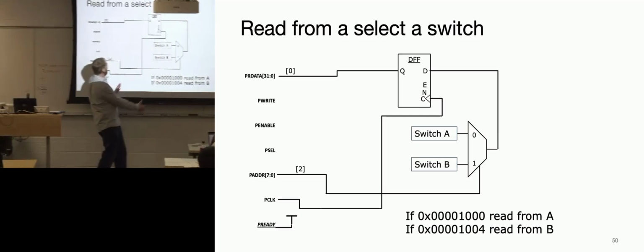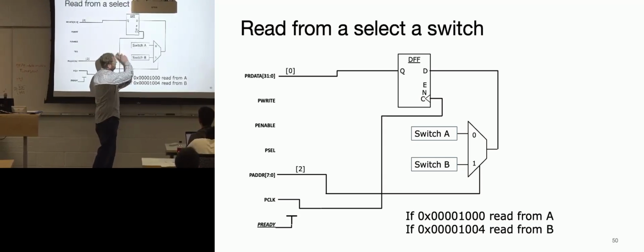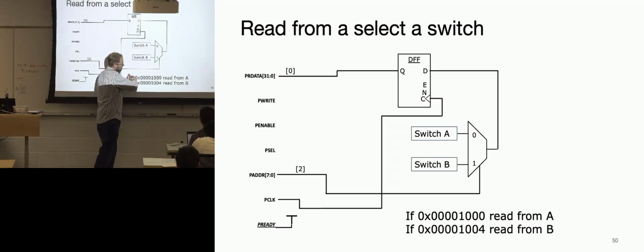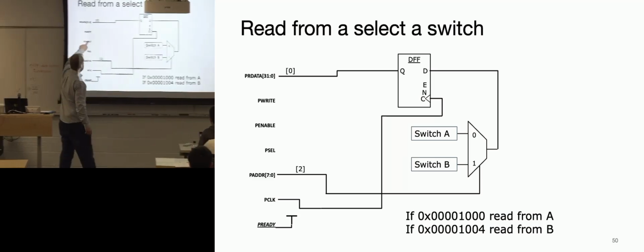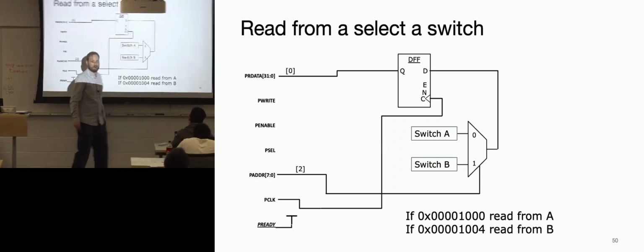I guess I should have put a caveat that this entire peripheral register is at 1000. Then P-select would have enabled it, and this would be the second bit.